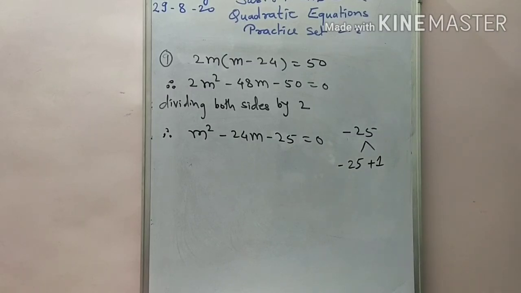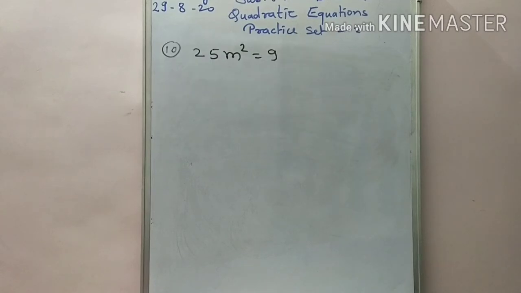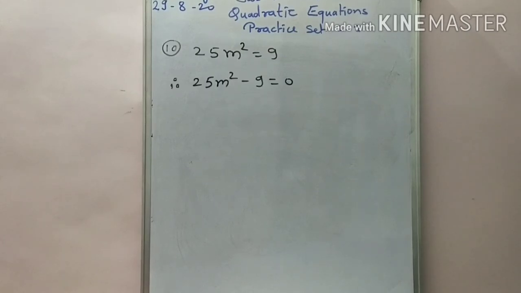Okay students, 10th example is 25m square equal to 9. So what we observe here is that only two terms are there. So first we convert it into its quadratic form, that is, the general form. So we get 25m square minus 9 equal to 0. So the middle term, the bx term, is not here.